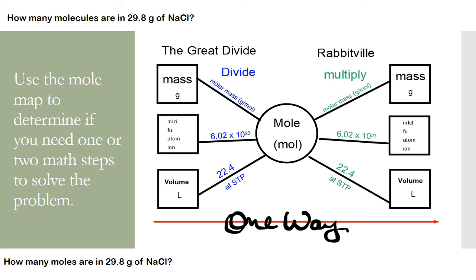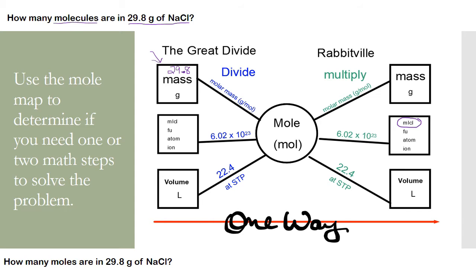So in this problem, we have how many molecules are in 29.8 grams of NaCl. So 29.8 grams of NaCl, that's the number that's given and its units that are attached. So we're starting over here in the mass box. I am trying to get that unit to convert over to molecules. So using this map, we have to go one way. So I'm starting here, and you move this way until you get to molecules. Well, molecules is right here in this box.